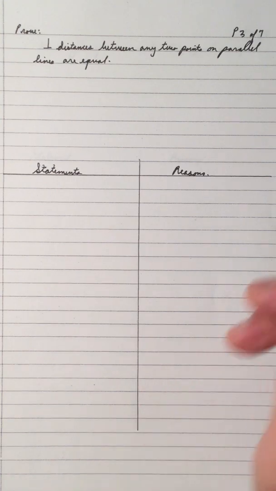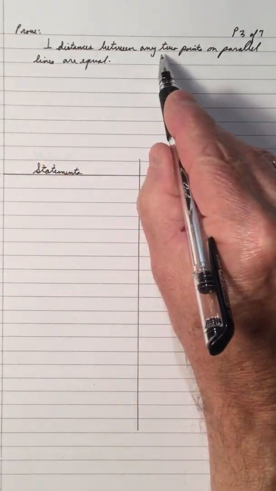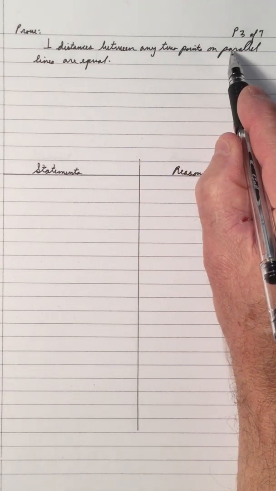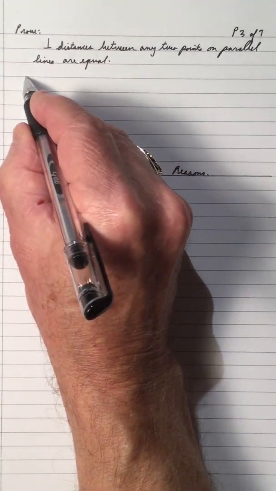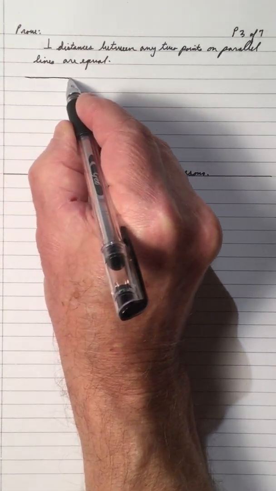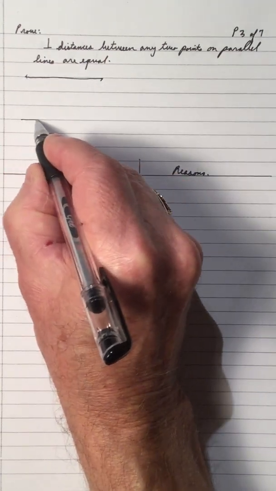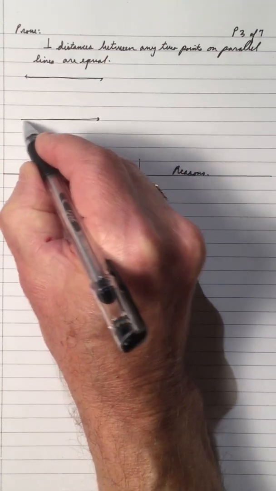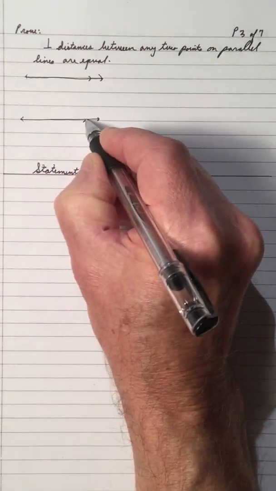trapezoids. But before we do that, let's prove what we did on the previous page. Let's prove that the perpendicular distance between any two points on the parallel lines are equal. So first of all, let's make two lines parallel to each other. So here we have two lines, and I'm going to make them parallel to each other.